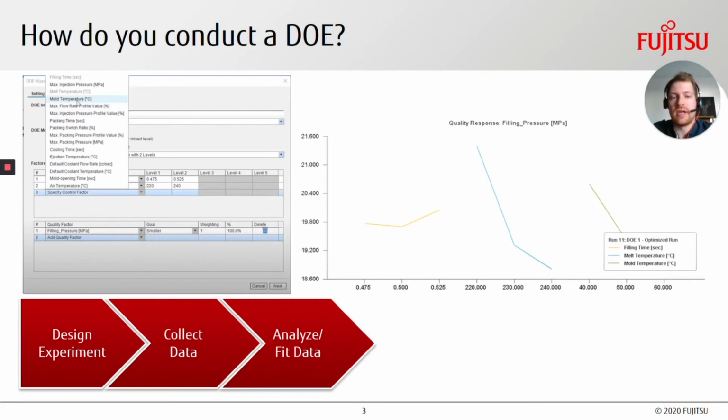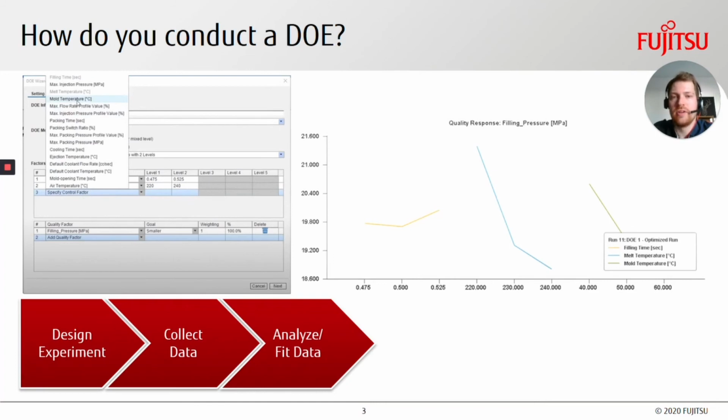So in this example that we can see right here, we have the filling time, the melt temperature and the mold temperature. And what we can easily see is that the curve for the melt temperature is not only the steepest, but it also features the widest range of filling pressure, which in this case is our quality factor. So in other words, what that means is that melt temperature in this scenario has the highest impact on our filling pressure.